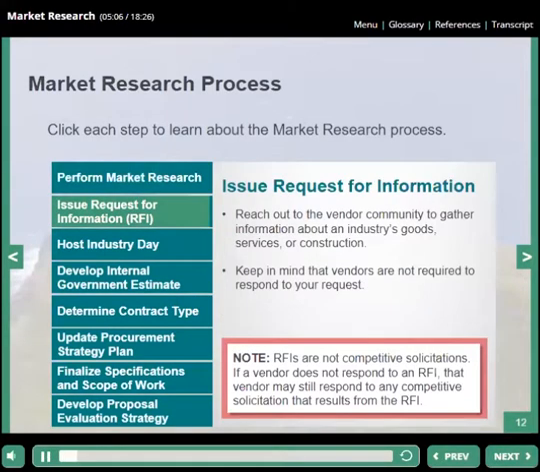A request for information, or RFI for short, is a method used while performing market research to formally reach out to vendors to ask for information about an industry's goods, services, or construction. An RFI is used only under specific conditions to gather input from the vendor community and isn't considered a competitive solicitation. If you send out an RFI, keep in mind that vendors are not required to respond to your request. Even if a vendor does not respond to your RFI, that vendor may still respond to any competitive solicitation that results from the RFI.